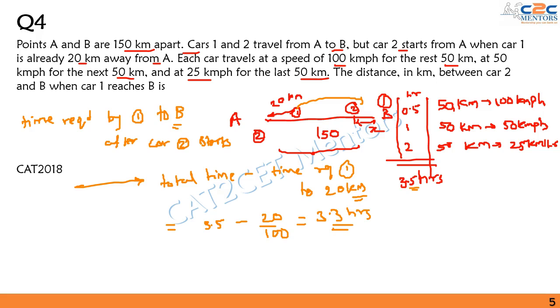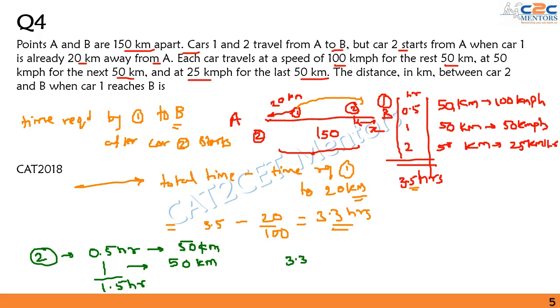So now I am writing the equation for car number 2. In initial 0.5 hour, it is going to travel 50 kilometers because its speed is going to be 100 kilometers per hour. In the next 1 hour, it is going to travel for another 50 kilometers. Now this total comes out to be 1.5 hours. Now it is having a time of 3.3 minus 1.5 hours left with it.